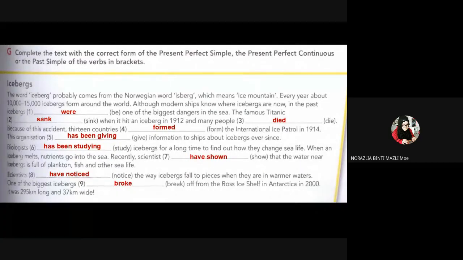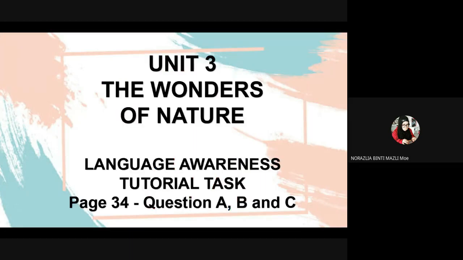Don't go yet. You have another thing to do. Sekejap, tambah sikit. Okay. Tutorial task. Of course, I have to give you tutorial task. You have to understand, class. I have given you lots of homeworks. Why? Because that is actually not your homework. That is part of your tutorial.